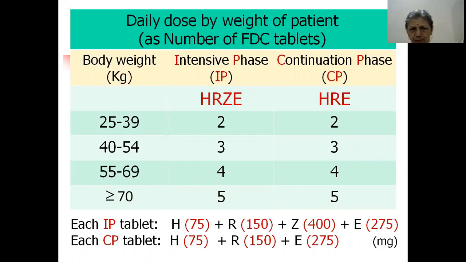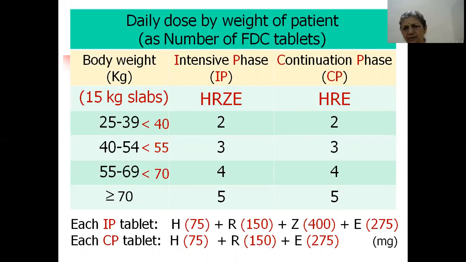To make it easy for you to remember, you can understand that the weight slabs are 15 kilogram slabs. So if you remember that it starts at 25 kilogram, up to less than 40, it's 2 tablets of the appropriate combination in the intensive and continuation phase. Up to 55 kilograms of weight, it is 3 tablets. Less than 70 kilograms, it is 4 tablets. And 70 and above, it is 5 tablets of HRZE in the intensive phase per day and 5 tablets of HRE in the continuation phase per day.